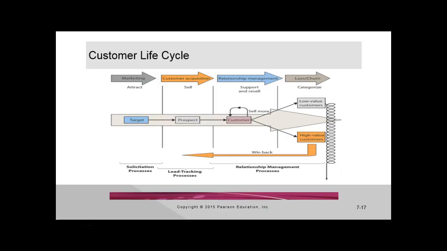Or maybe they have some kind of issue, well, we have one customer record that follows this person all through the customer life cycle. And then sometimes we lose them and we want to win them back, and we go through this process again. So what organizations have done is they have built bigger information systems that comprise not just work group systems, but entire enterprise information systems.